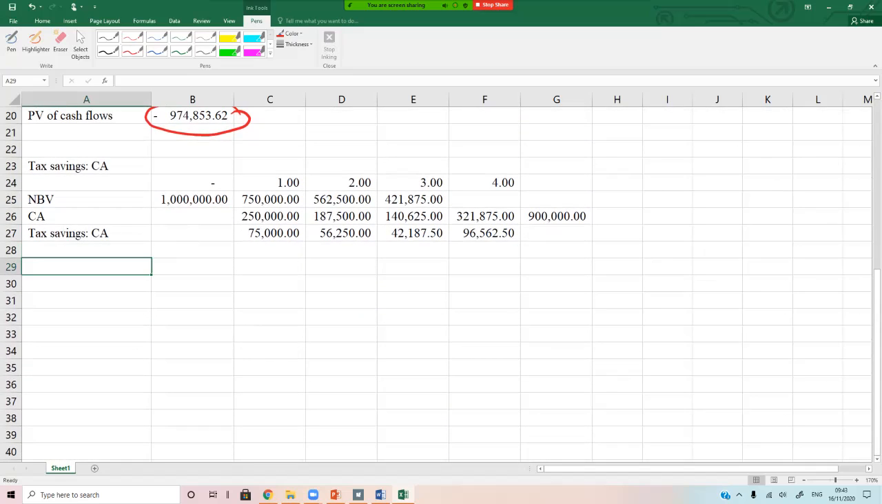Then, of course, we're meant to advise that the company should buy the asset since the purchase option is the lowest present value cost.